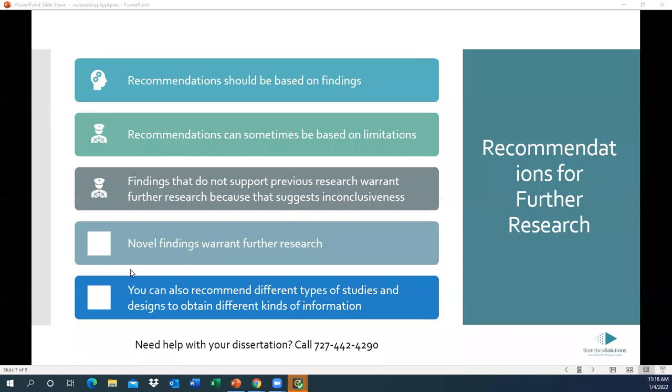So, recommendations based on your findings. Any finding that is new or novel or unexpected, you can certainly recommend further research on that. Research that does not agree with or support previous research suggests inconclusiveness, so you can recommend more research on that.